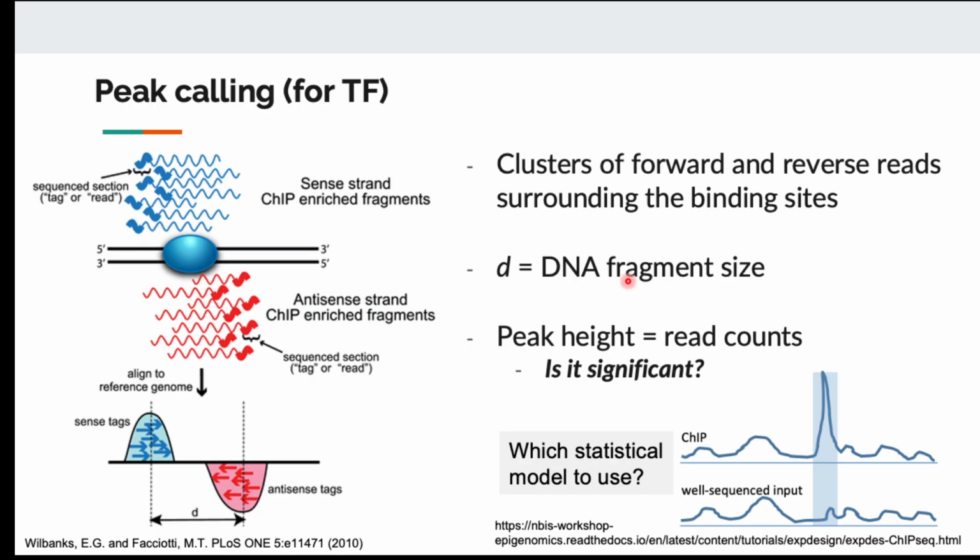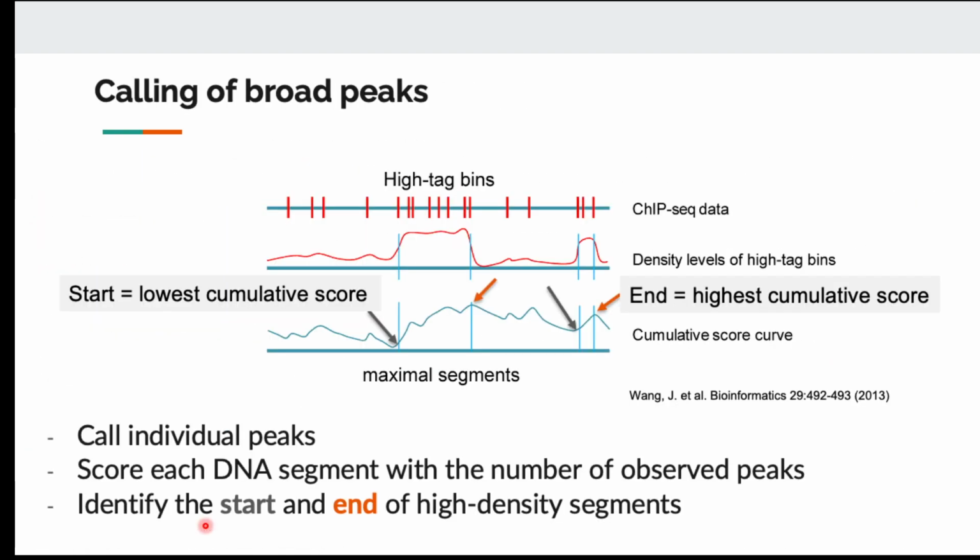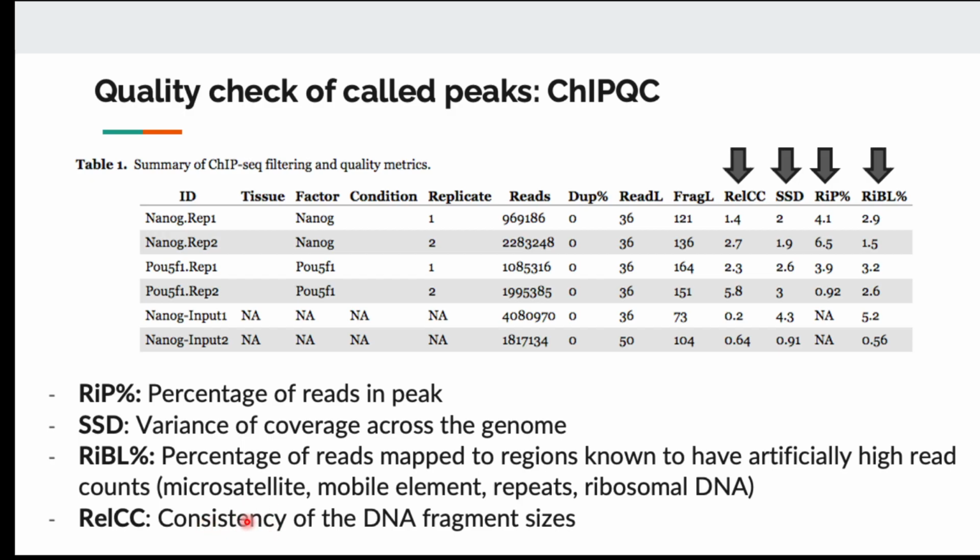And if your library, like when you prepare the DNA, you are preparing the DNA so that all the fragments should have similar size. So what that implies is that in your ChIP-seq data for transcription factor, the two peaks that you found, upstream and downstream, the separation between them, the distance d here, should be very stable because your fragment size is very stable. So this relative CC score checks the consistency of your DNA fragment size, the distance between the two peaks.